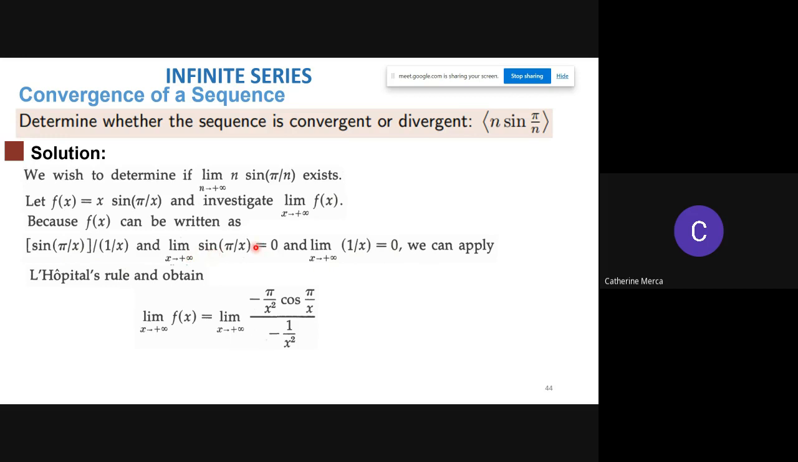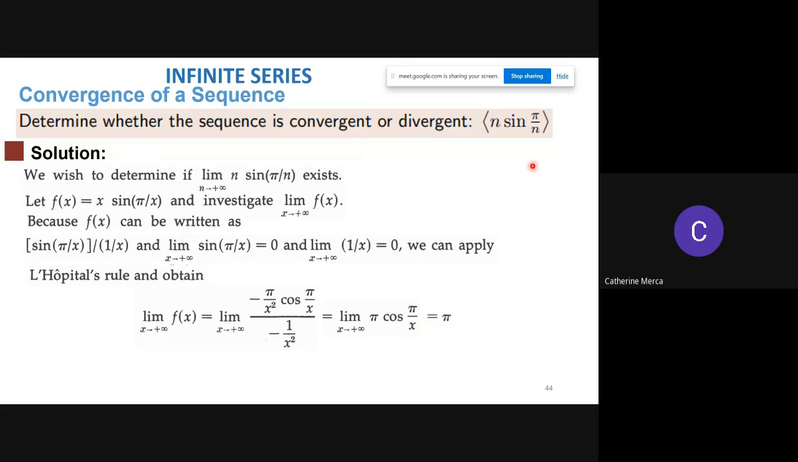Limit of sine pi over x. So, you take the derivative of this. You have negative pi over x squared cosine of pi over x. The derivative of 1 over x is negative 1 over x squared. And that should give you, when x becomes very, very large, pi cosine of pi over x. And what is that? That's equal to.